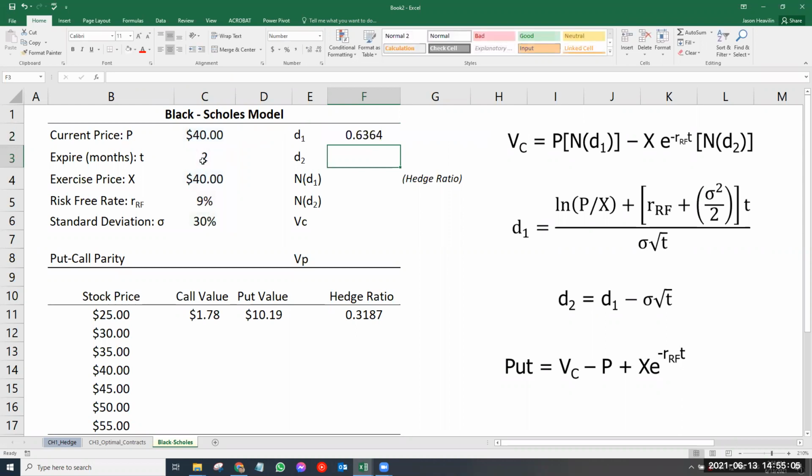Okay. Now D2, it's a little simpler. All we're going to do is follow this formula. Now that we have D1, we can start by getting D1 minus the standard deviation multiplied by the square root of the time to expiration. And that takes care of that piece. So now we have D1 and D2 that we're going to use in here.